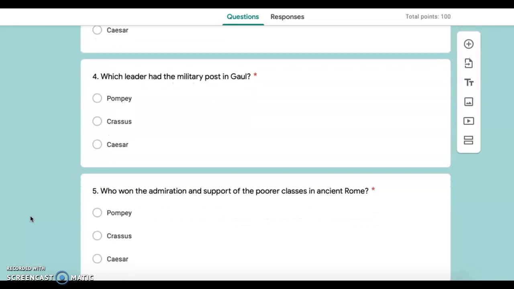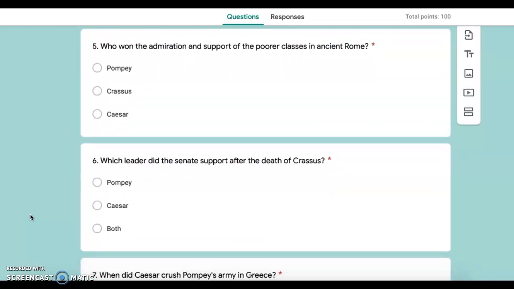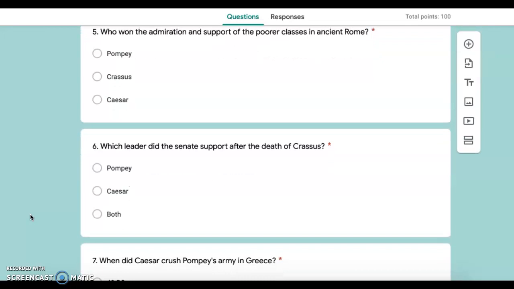Number 5. Who won the admiration and support of the poorer classes in ancient Rome? Pompey, Crassus, or Caesar? Number 6. Which leader did the Senate support after the death of Crassus? Pompey, Caesar, or both?